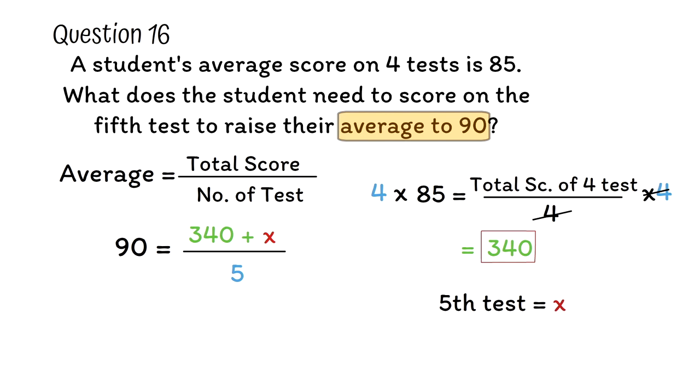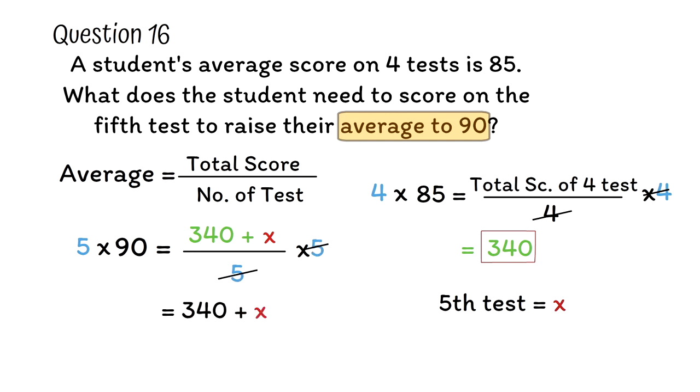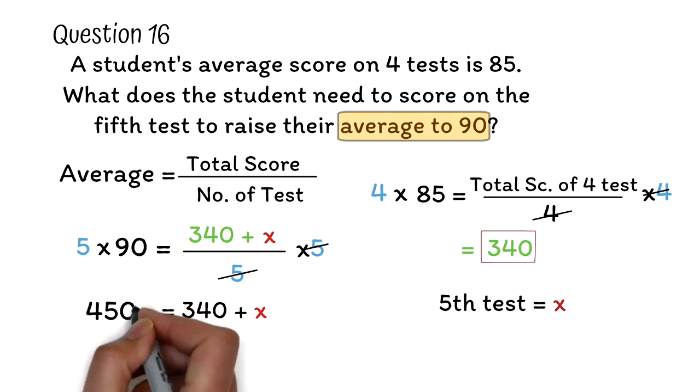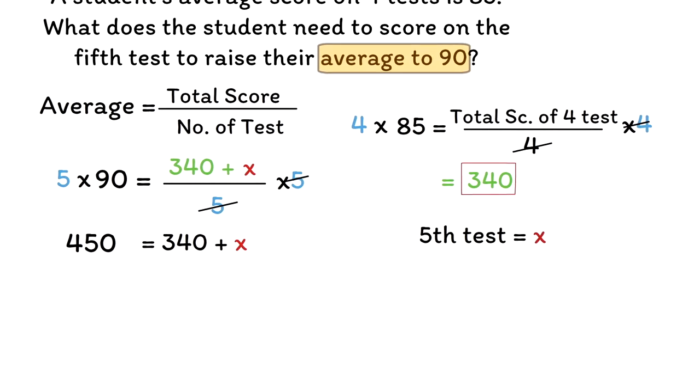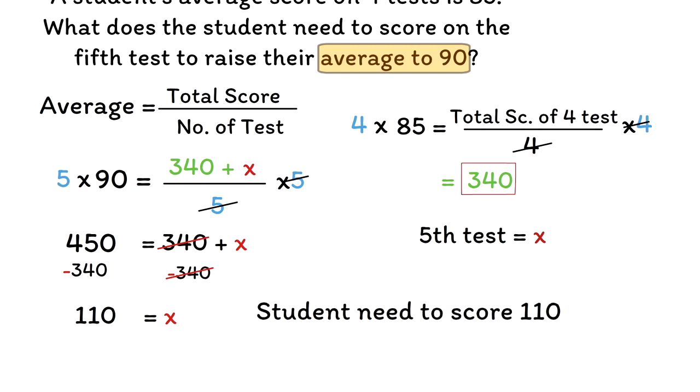Multiply both sides by the denominator, which is 5. 5 will cancel 5, leaving 340 plus x. When we multiply 90 by 5, we will get 450. To find x, we need to subtract 340 from both sides. When we subtract 340 from 340 plus x, negative 340 will cancel 340, leaving x. Again, when we subtract 340 from 450, we will get 110. Therefore, the student needs to score 110 in the fifth test to raise the average to 90.